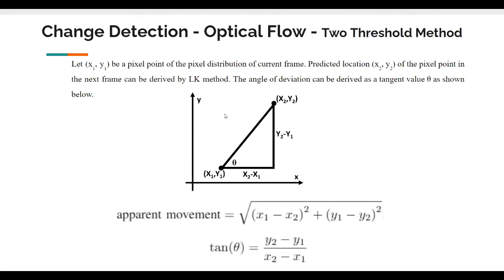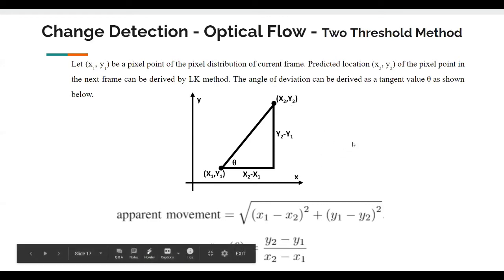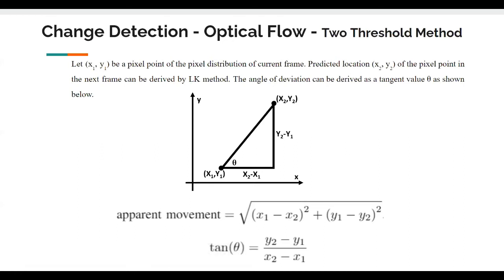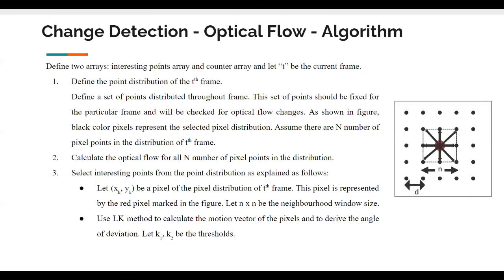So we used a two-threshold method for optical flow calculation. Assume that this x1, y1 is a pixel point in the pixel distribution of the current frame, and we can predict the location of that x1, y1 in the consecutive frame. That would be x2, y2, and that would be done using this optical flow calculation. So using these two equations, we can derive the apparent movement and the angle of deviation. These two were used to detect the moving pixels out of the fixed pixels. So this is the first step of our algorithm.